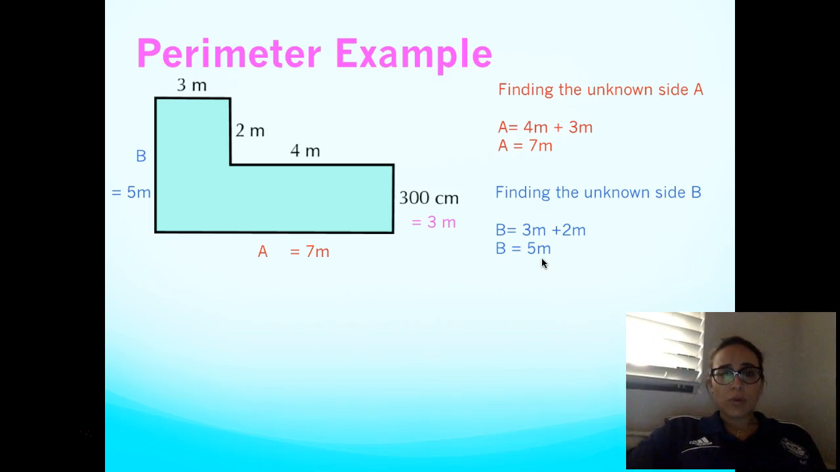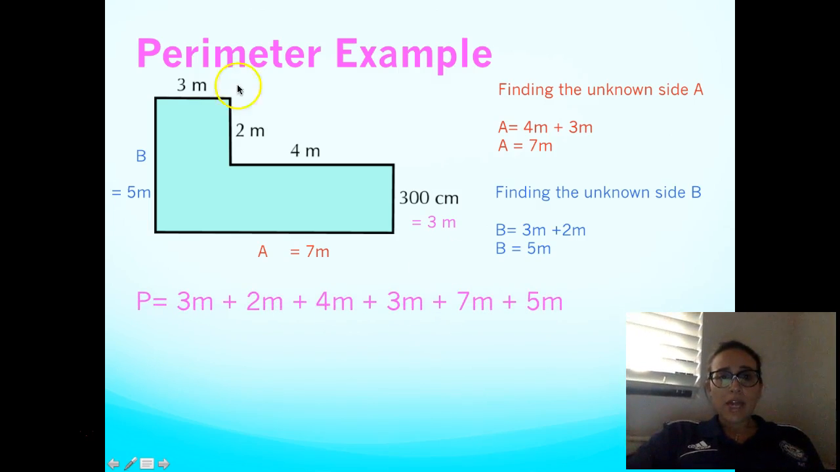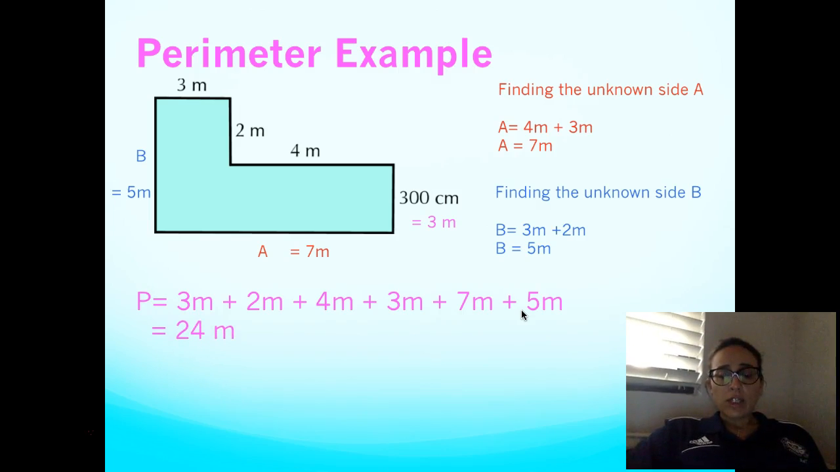Now we can do the perimeter of this shape by adding up all the sides on the outside. Perimeter equals 3 meters plus 2 meters plus 4 meters plus 3 meters plus 7 meters plus 5 meters. When you add all of those measurements together, you get 24 meters. So the perimeter of this shape is 24 meters.